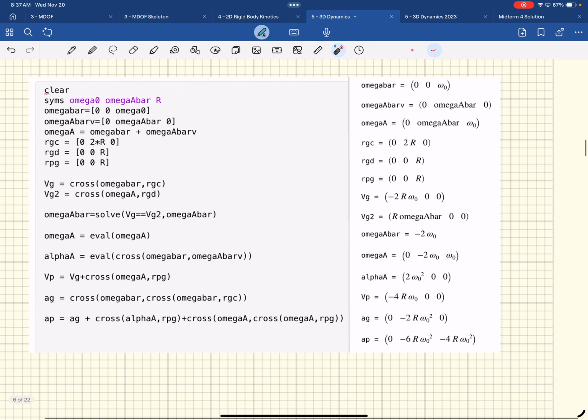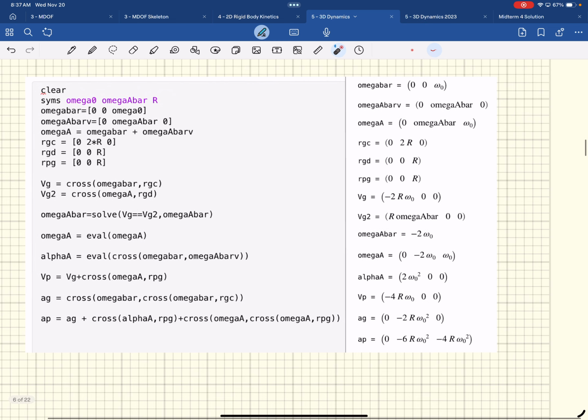And then I go through and set up my different vectors for my directions. Here's my VG, where I just cross omega bar with RG as seen from C. Then for VG2, I just cross omega A with RG as seen from D. I carry it out, and there are the answers that we had before. Those should all be the same answers that we get for VG2.